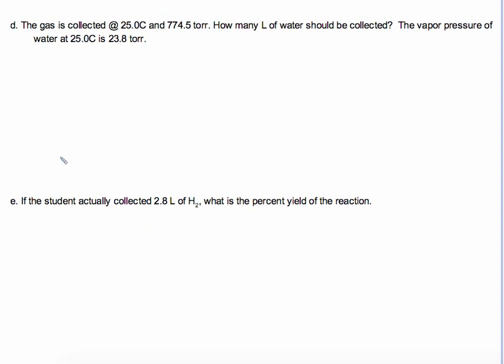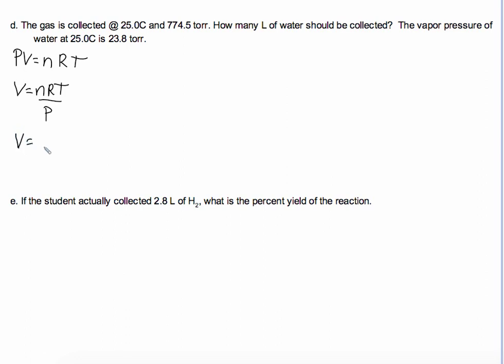Okay, now the gas is collected at 25 degrees Celsius and 774.5 torr. How many liters of hydrogen gas should be collected? Okay, so this is one where you're going to need to use PV equals nRT. And so we want V, so we'll move P to the other side. So V is equal to nRT over P.